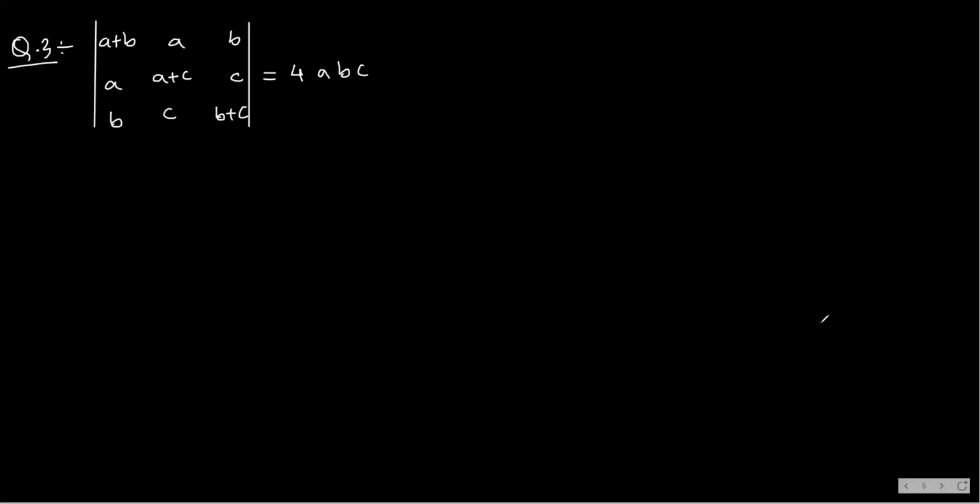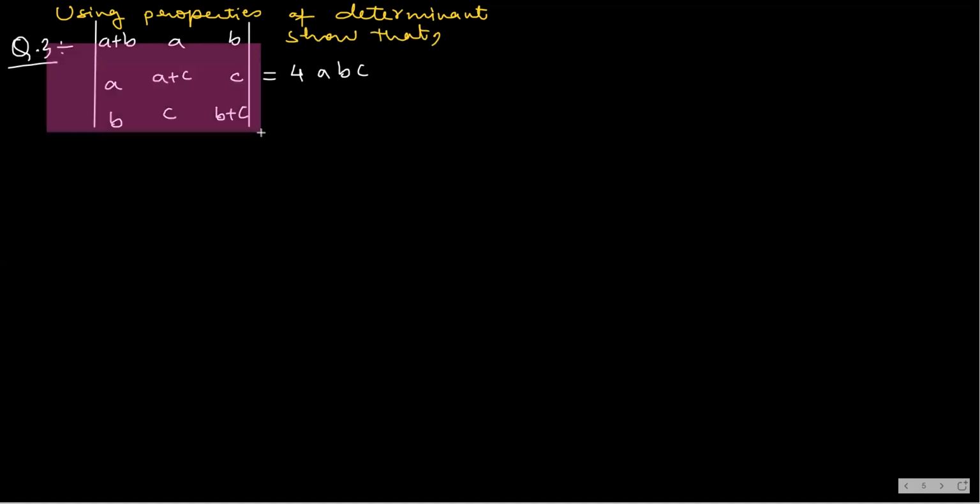Okay, students, see here. The question number 3 says, using properties of determinant, show that this left hand side determinant is equal to the right hand side, which is 4abc.